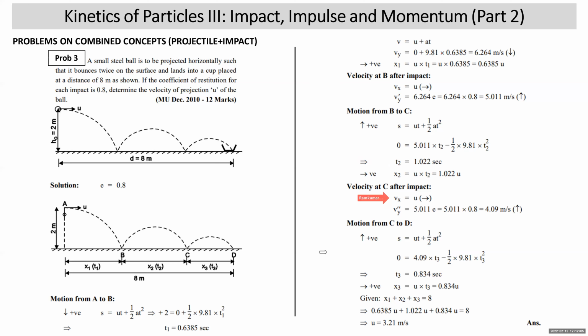Now the velocity at C after impact. The horizontal component of the velocity again remains the same. The vertical component of the velocity will change by e times. So how do you pick it up? 5.011 is the velocity you got at B.